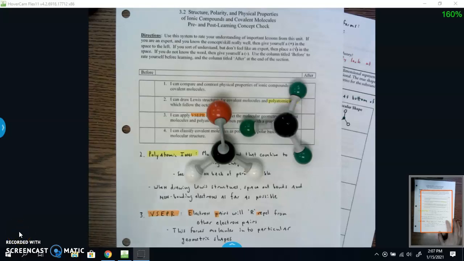Hi everybody, this is Mr. Short. Today what we're going to do is explain the relationship between VSEPR and molecular geometry.